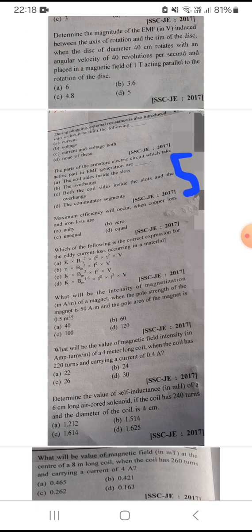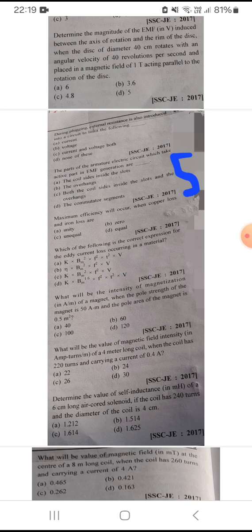Next, maximum efficiency will occur when copper loss and iron loss are, option D, equal. Okay. Next question, which of the following is the correct expression for the eddy current loss occurring in a material? That is option A, K into Bm square into F square into T square into V. This is the right answer, option A.